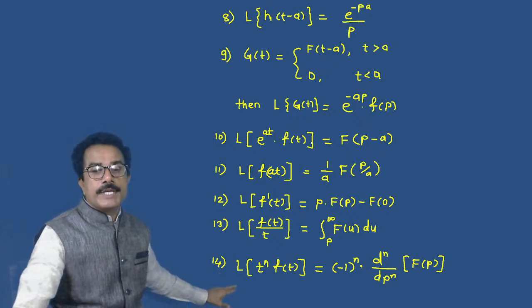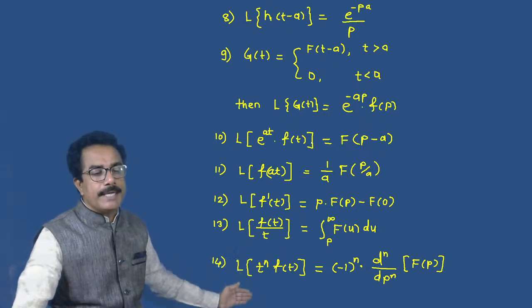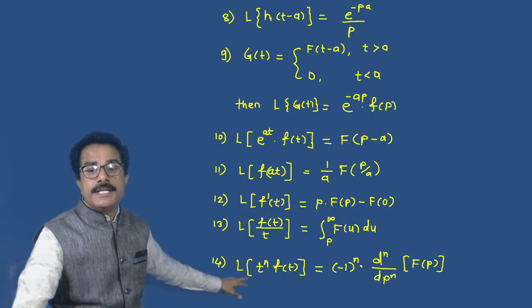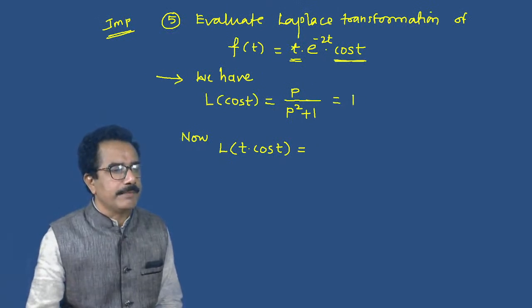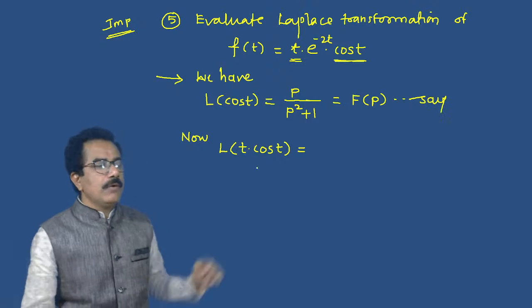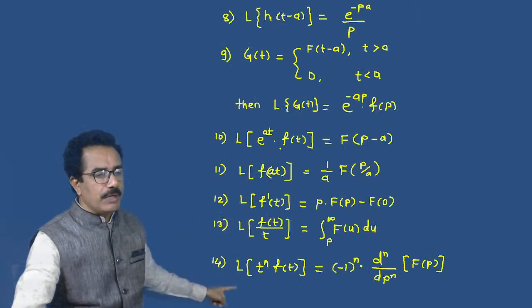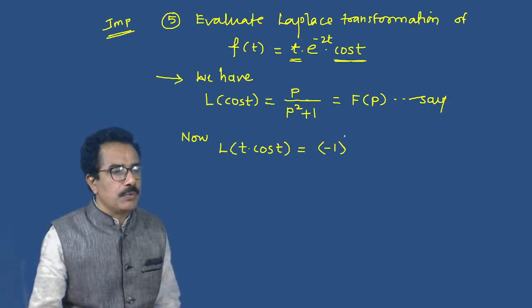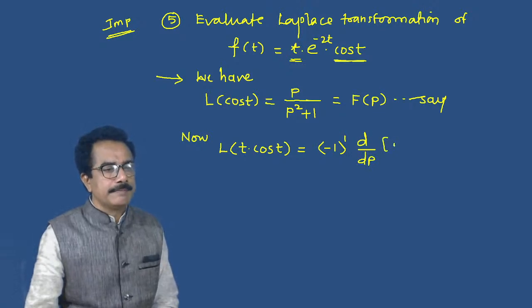Now we have to use Laplace transformation of t raised to n into f of t, which is equal to minus 1 raised to n d n by d p raised to n of capital F of p. But in this case, n is equal to 1, so we can write L of t into f of t as minus 1 raised to 1 into d by dp, meaning the first order derivative of F of p.